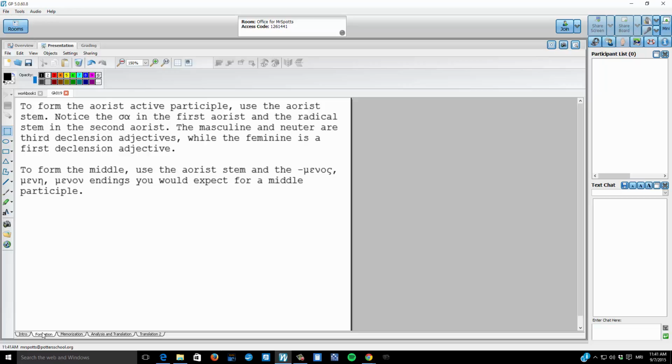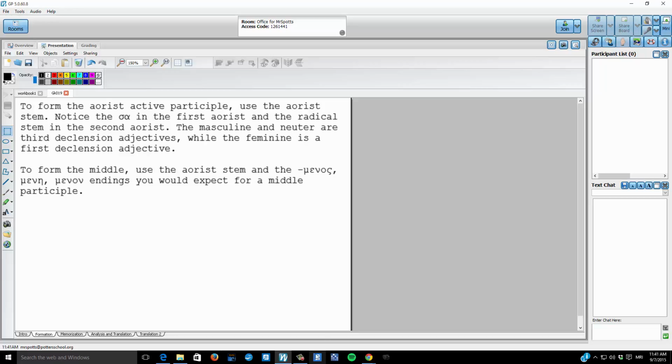Let's see, we need to know how to form this aorist participle. To form the aorist active participle, you'll be using the aorist stem. Remember, a stem like bleps or lus or idon. Notice in the first aorist there will be a sigma alpha, and in the second aorist there will be that radical stem. Remember, for instance, erchomai turns to elthon in the aorist, and it's that altered stem that you'll see in the participle as well.